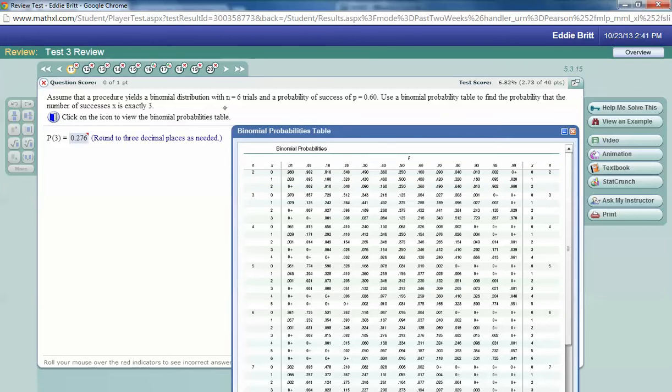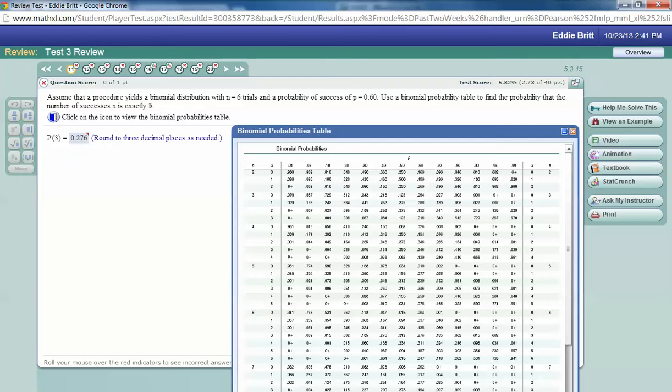And the way you use this table, it says n equals 6. So you look over here to where n equals 6 is, right there. And then p equals 0.6. The p is up here at the top. So there's the column for 0.6. And there's 6.